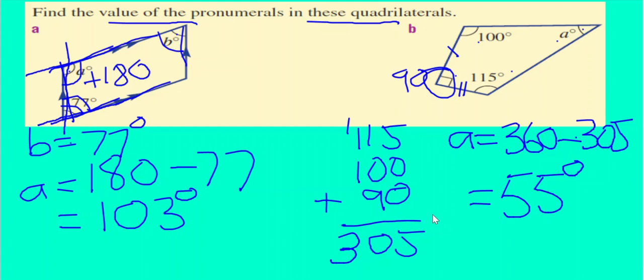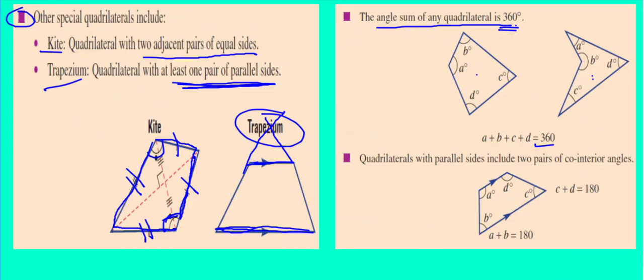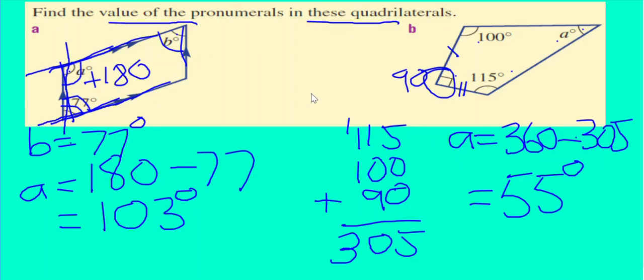And there we are on about 10 minutes. We're being consistent with this, so hopefully that all makes sense. So using the different properties of the different quadrilaterals, you need to find the missing angles. Yeah, so that is it.